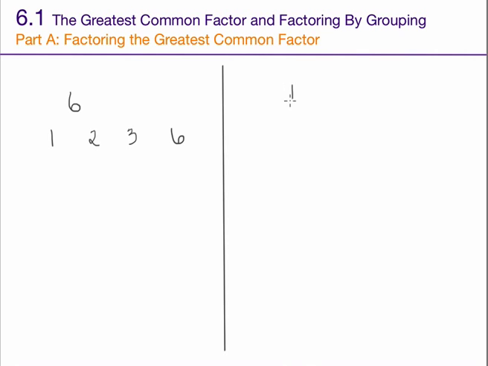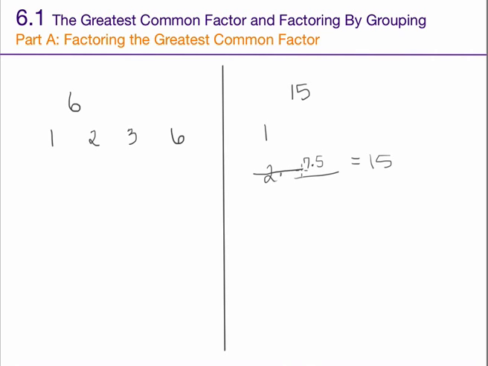Here's a different number, 15. What are the factors of 15? 1 times something is 15. 2 times something won't give me 15. Well, actually it does, but it's 2 times 7.5. And we're only interested in integers. We're only interested in whole numbers here.